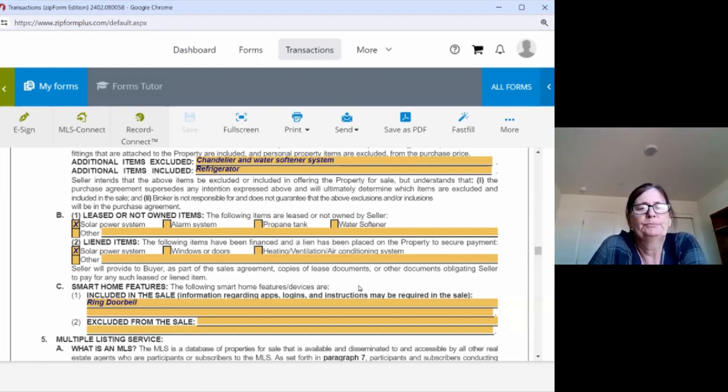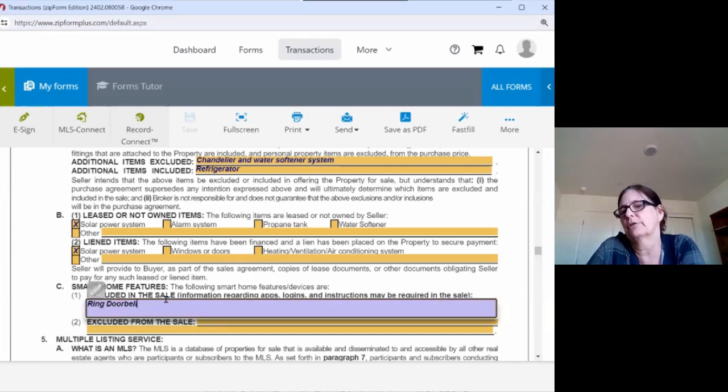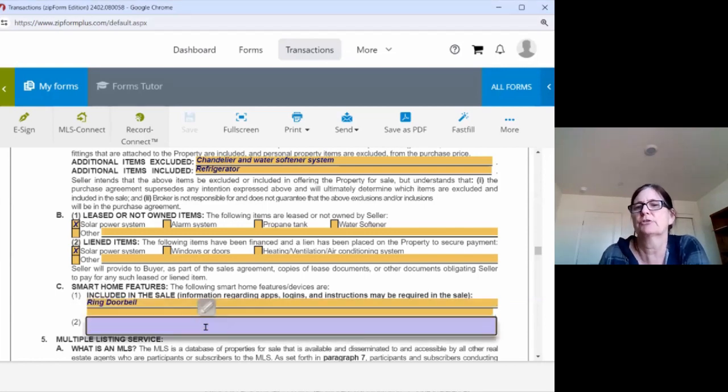Okay. Same with the smart home features. So this is asking, is there any smart home features that are going to be either included or excluded? And so in this case, we're going to include the Ring doorbell. Again, we're going to want to make sure that that gets conveyed on the purchase agreement and that the buyer actually wants the Ring doorbell.